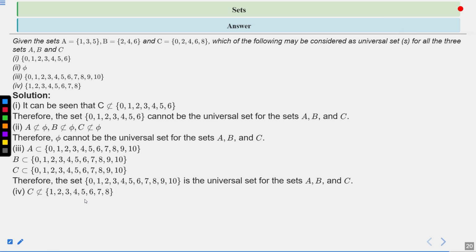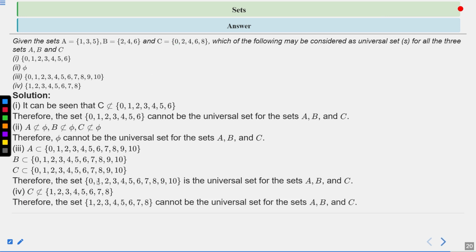Now for fourth, we can easily see that C is not a subset of the given set with elements 1, 2, 3, 4, 5, 6, 7, 8. Why? Because 0 doesn't belong to the set, while 0 belongs to C. So cannot be a universal set. So we have found our answer. The universal set is in option C.